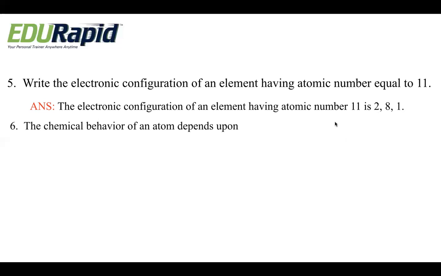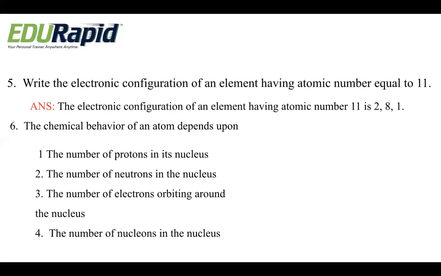So sixth one, the chemical behavior of an atom depends upon. You have options for this. Whether it depends upon the number of protons in its nucleus, or number of neutrons in the nucleus, or number of electrons orbiting around the nucleus, or the number of nucleons in the nucleus. So on what basis does the chemical behavior of an atom, or you can say the properties of an atom, depend? Any answers?